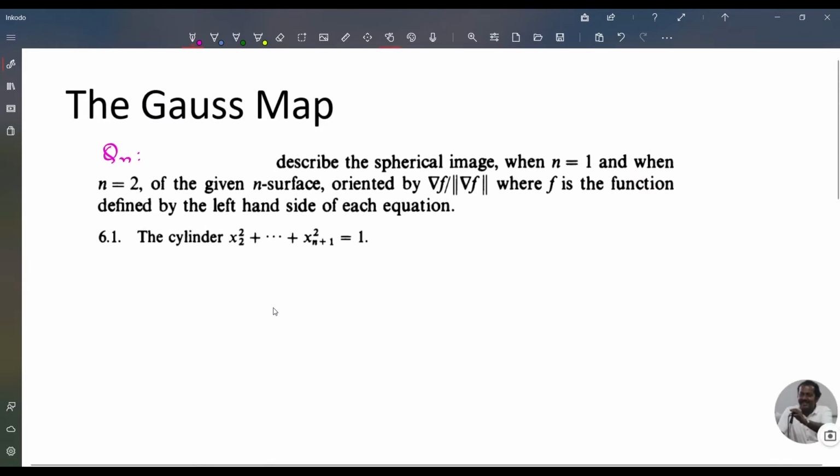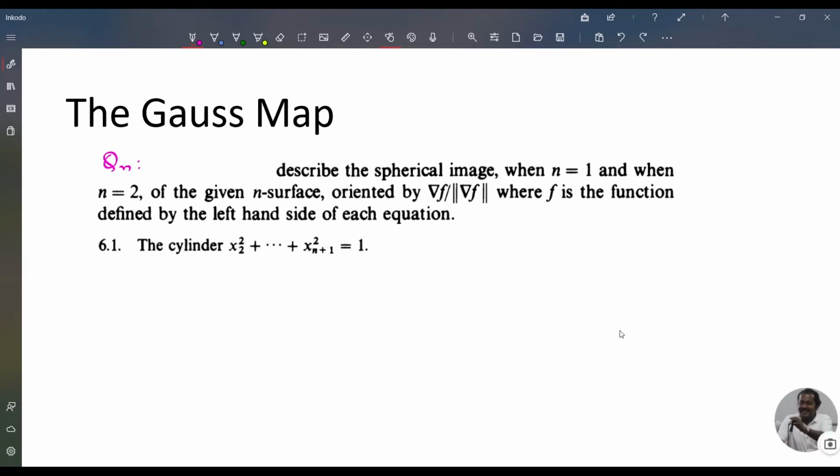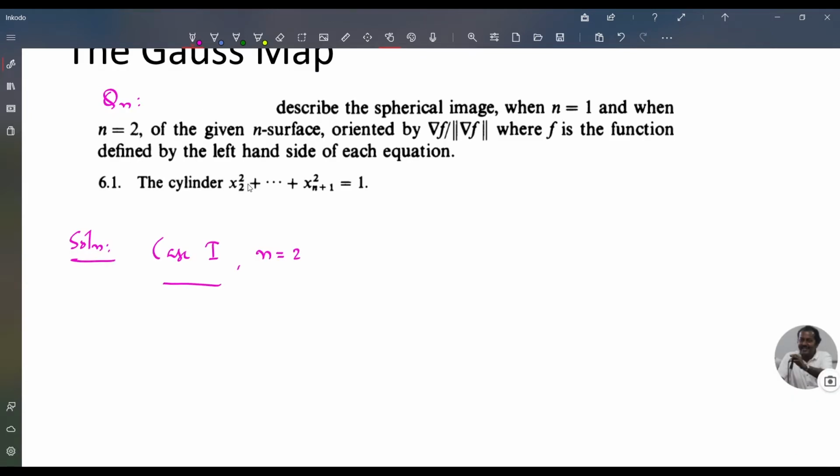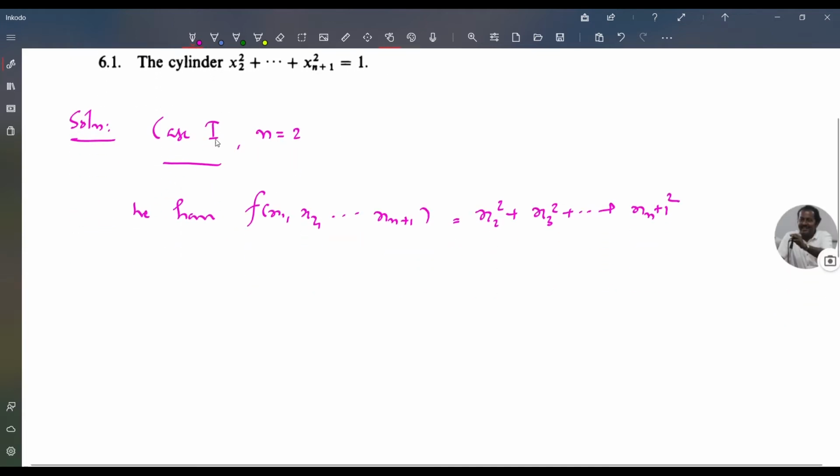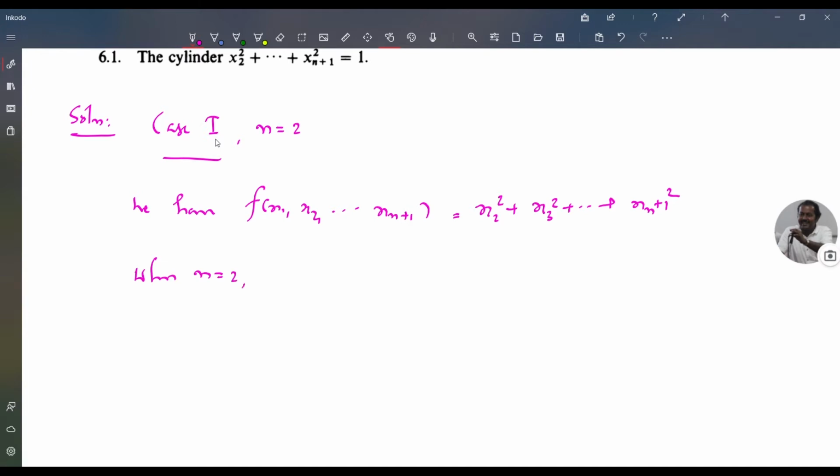Now consider the first case. We solve this. Case 1, n equal to 2. We have f of x_1, x_2, etcetera, x_(n+1) equal to x_2 squared plus x_3 squared plus etcetera plus x_(n+1) squared. So when n equal to 2, f of x_1, x_2, x_3 is x_2 squared plus x_3 squared.